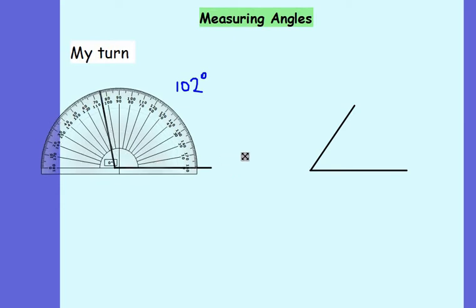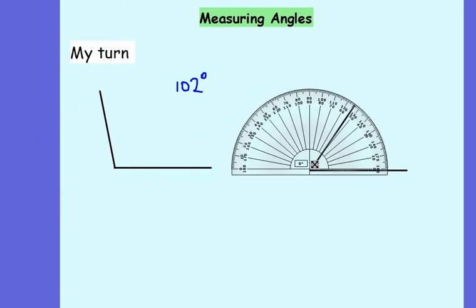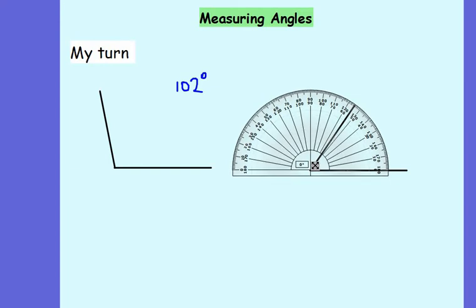Let's have a look at the other one. I line up my protractor in exactly the same way on that little corner. And this angle is going to be 10, 20, 30, 40, 50, 1, 2, 3, 4, 5 degrees. 55 degrees.